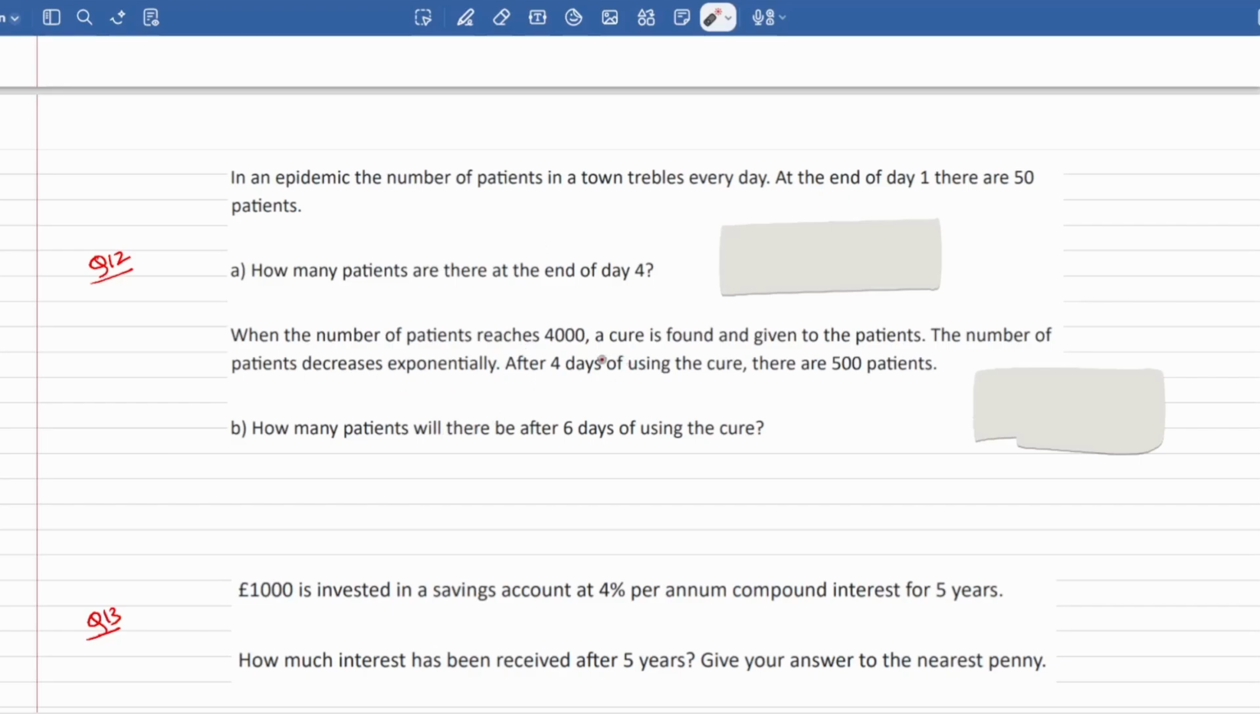When the number of patients reaches 4,000, a cure is found and given to the patients. The number of patients decreases exponentially. After 4 days of using the cure, there are 500 patients.